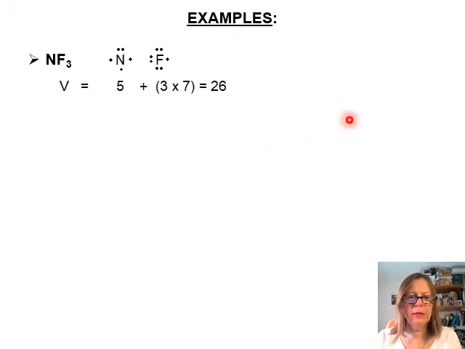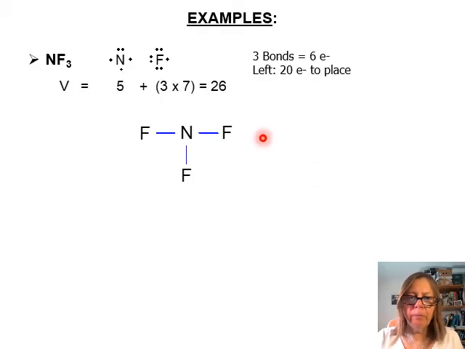Okay, let's try with NF3. So N, nitrogen, has 5 electrons, fluorine has 7 electrons, so our valence electrons are 5 plus 3 times 7, 26 electrons. Then we draw our skeleton with the nitrogen and the 3 fluorine. Each bond takes up 2 electrons, so that's 6 electrons. We have left 26 minus 6, 20 electrons to place.